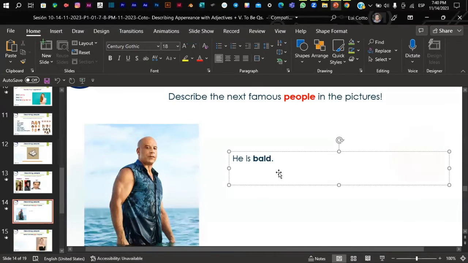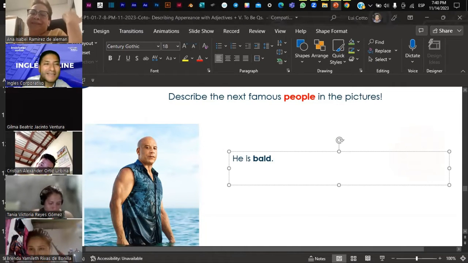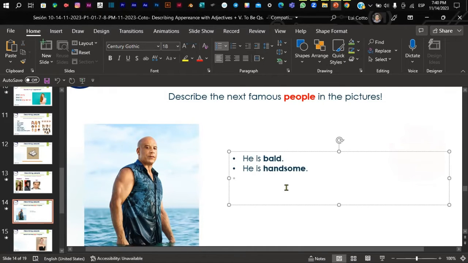What else? ¿Qué más? Guys, Ana. I have in the class Gilma, Brenda, Lucia. Use adjectives for describing Vin Diesel. He's handsome. Really? For you? Is he handsome for you? Okay, no problem. He's handsome. Correct. Handsome is the adjective. What else? He is serious. In the picture, yes. He's serious. Okay. Now, one in negative. A sentence in negative. He isn't. Correct. He isn't. Now the adjective, please.